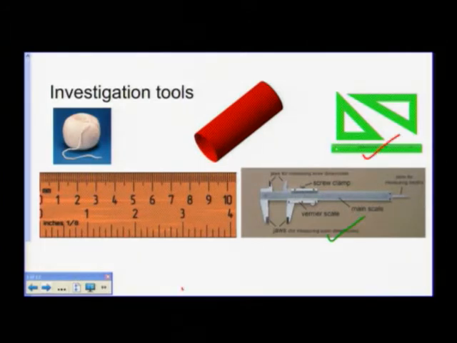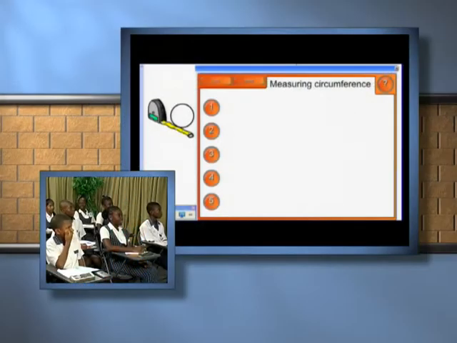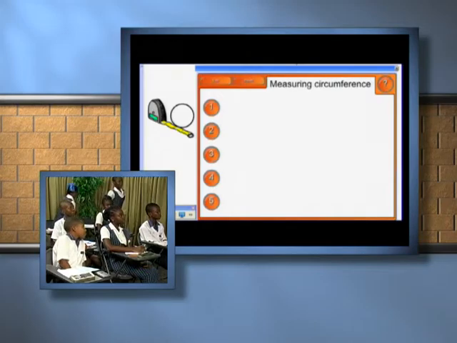So we're going to demonstrate how we can find the circumference and the diameter of a given circular object, and then we're going to compare the two and see how they are related to each other. So, are we ready for this investigation? Yes. Good. So I will ask two students to come and help me with this investigation.